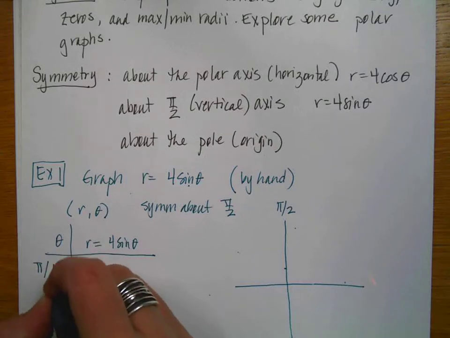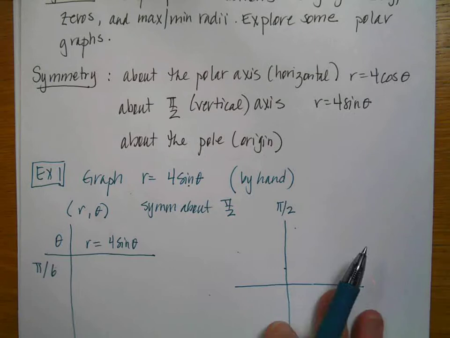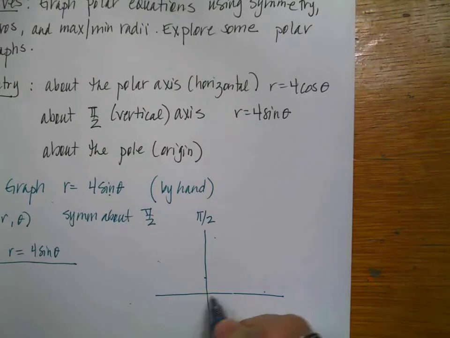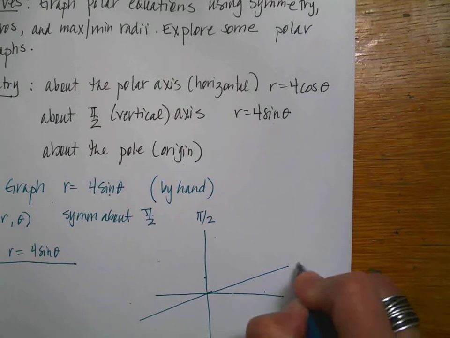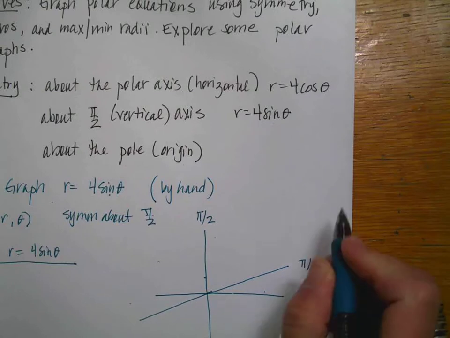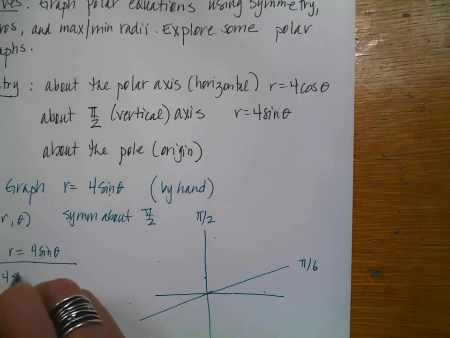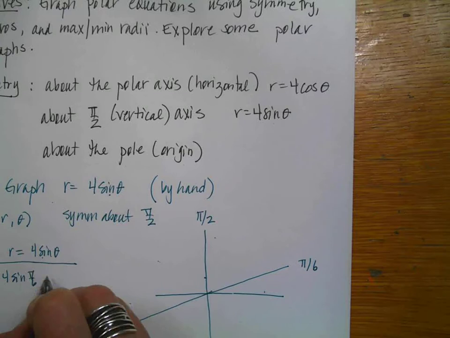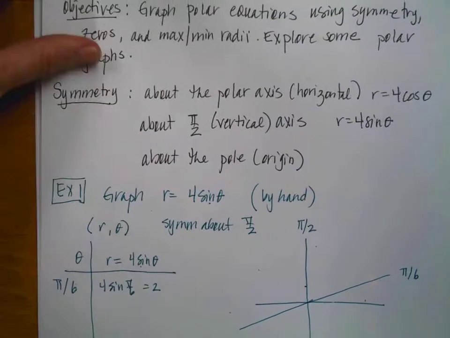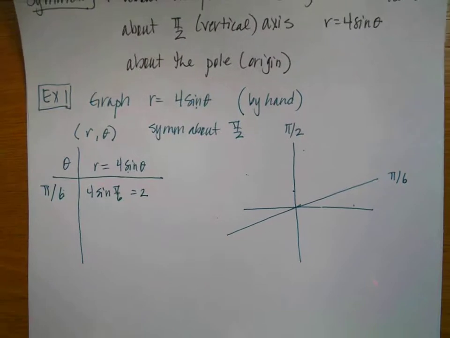So if I chose the angle pi over 6, remember, which is in your first quadrant, this is 30 degrees, so I'm going to draw this as pi over 6. And then if I put this into my function 4 sine theta, I'm going to get 4 times the sine of pi over 6, and so that's going to be 2. Let's see if I can scoot it up a little bit.